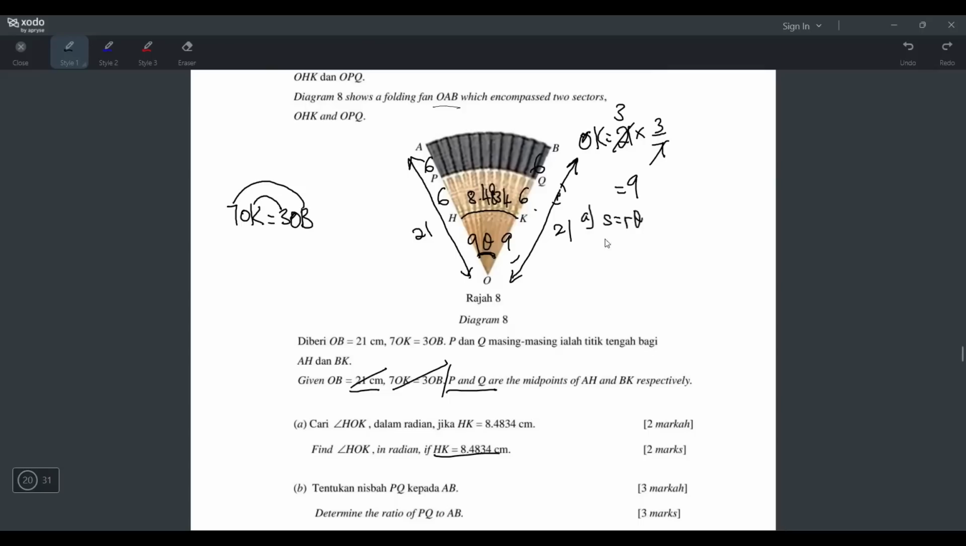So let's use the arc formula. S equals R theta. The S is 8.4834. That's the arc. And then the radius will be 9, because we are using this sector. And then the theta will be in radian, and you can find it now. So I will paste this in my calculator. Okay, let me get my calculator. You wait for me. Okay, wait for me.